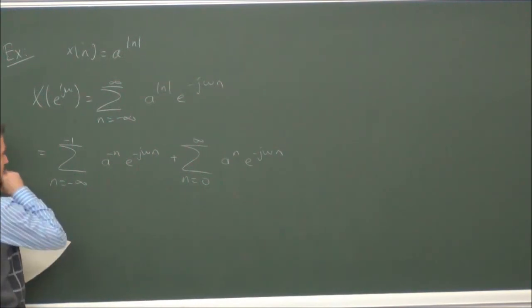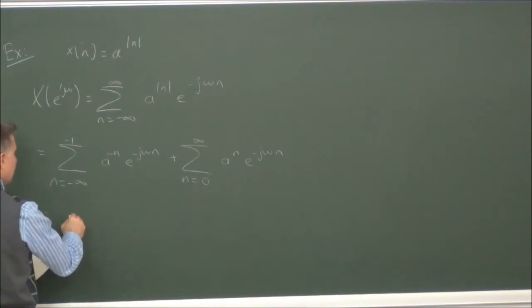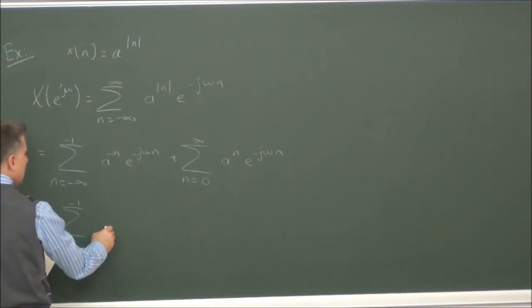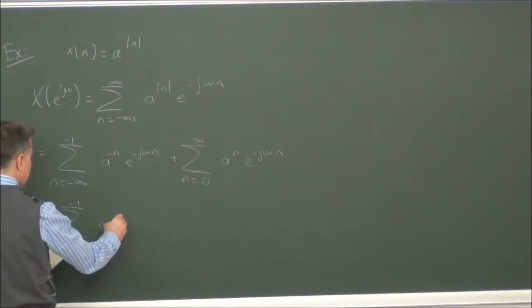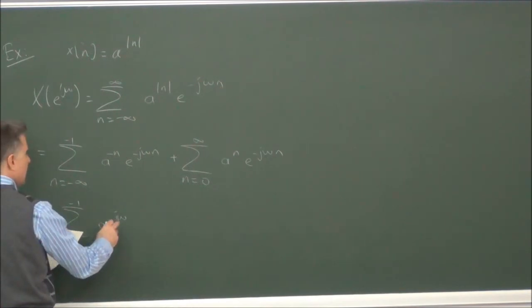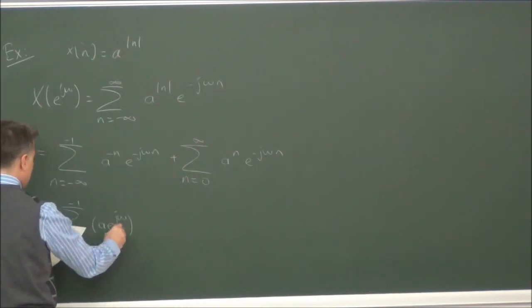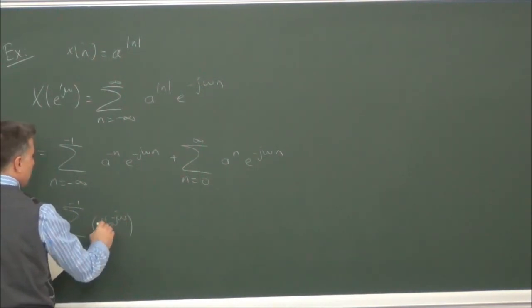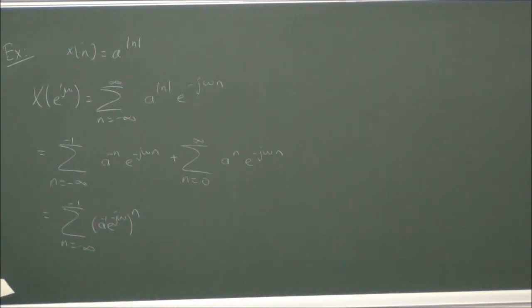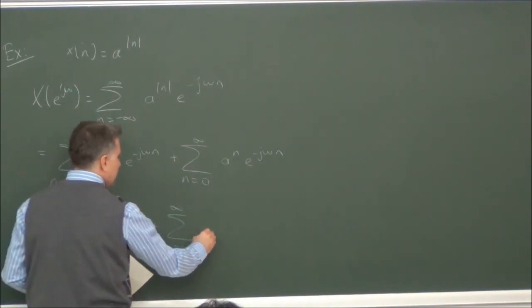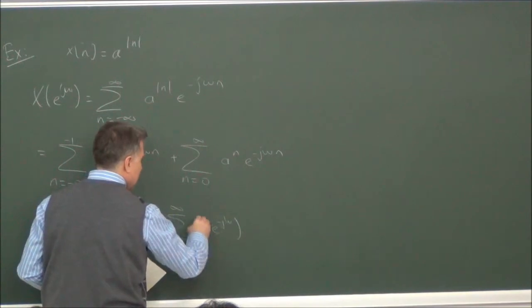The first summation is summation n from minus infinity to minus 1 of a times e to the j omega, to the power, or a inverse e to the minus j omega to the power n. Let me write it like this, plus from 0 to infinity a times e to the minus j omega to the power n.